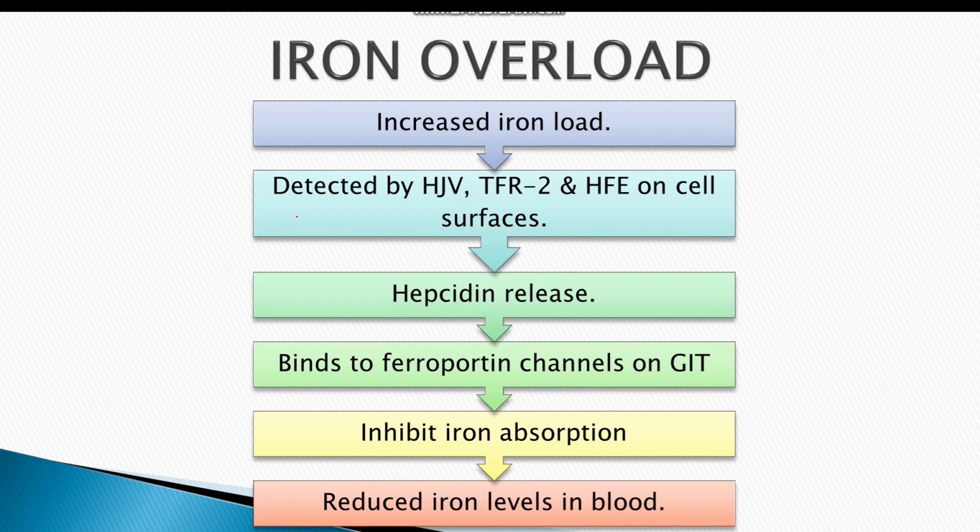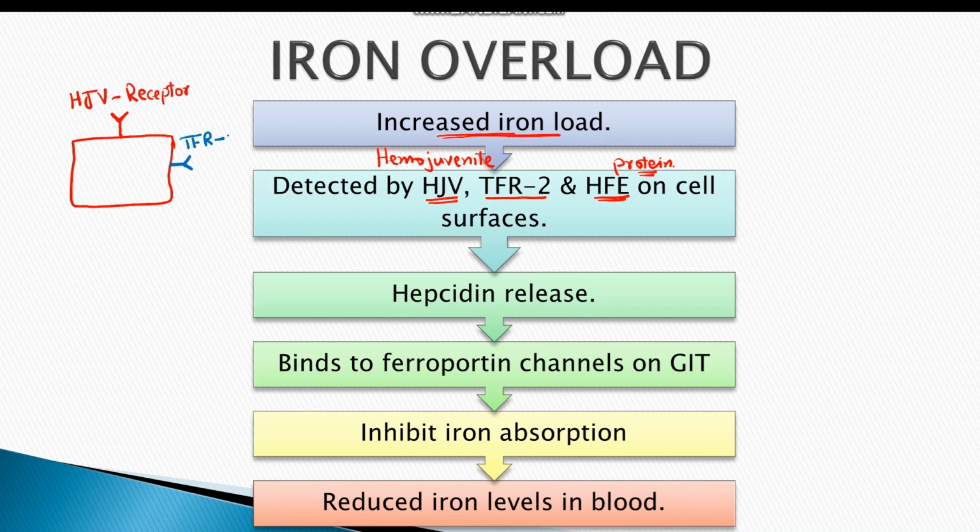So how does this iron overload actually develop? Once there is excessive iron absorption and increased iron load inside the blood, this excessive iron is detected by a certain set of proteins. These proteins include hemojuvelin receptor, transferrin receptor 2, and HFE protein present on the cell surface. So let's say this is a hepatocyte, this here is hemojuvelin receptor, this here is transferrin receptor 2, and this is HFE protein on the cell surface. Once there is excessive iron inside the body, it is detected by HFE protein, hemojuvelin receptor, and transferrin receptor 2. These proteins result in activation of a specific protein known as hepcidin.